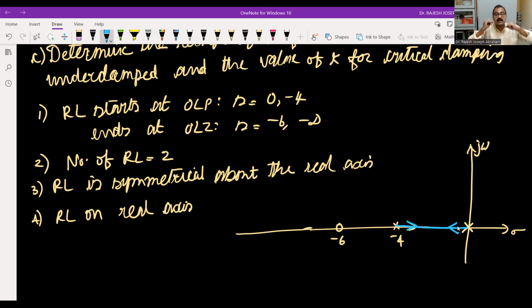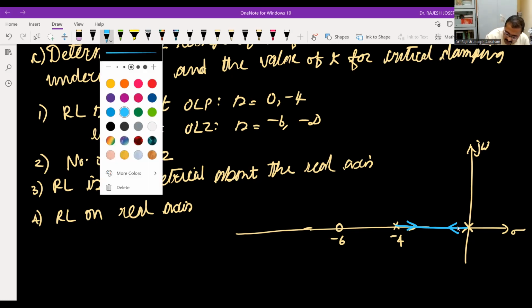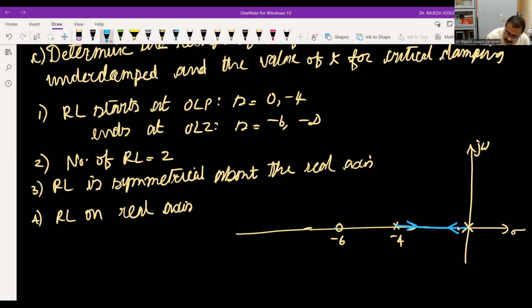So there is a breakaway point. What about the interval between minus 4 and minus 6? Is that on the root locus? No, because wherever I put the test point to the right side, the total number of real poles and real zeros is even, 2. So this is not a part of the root locus. Put a test point here. What happens? It is odd. So from minus 6 to minus infinity, it is a part of the root locus.